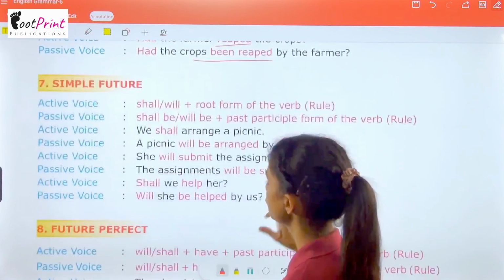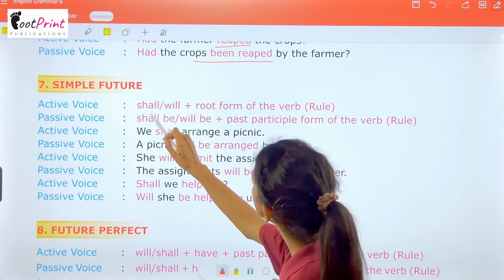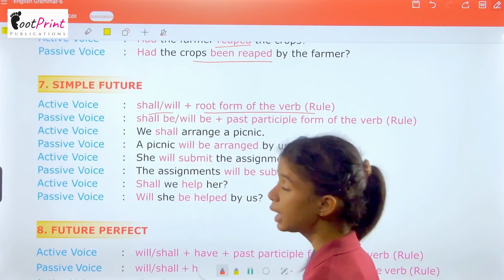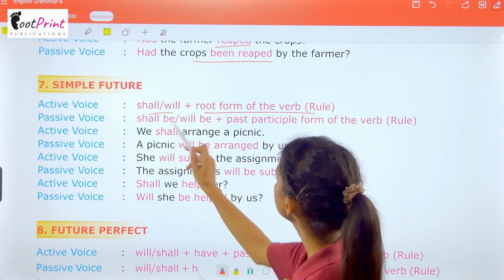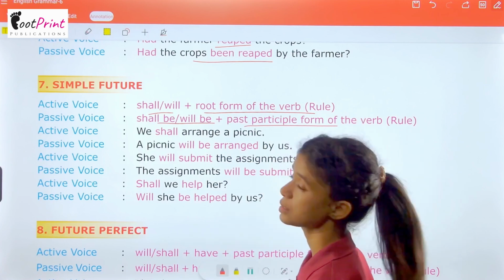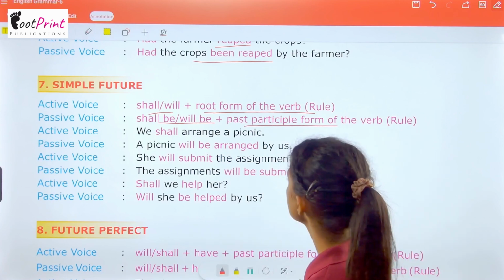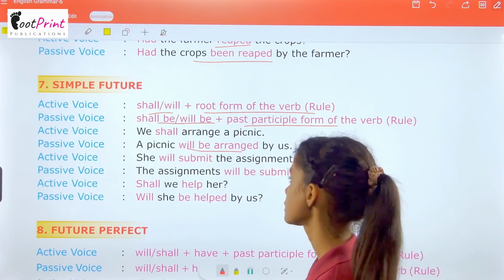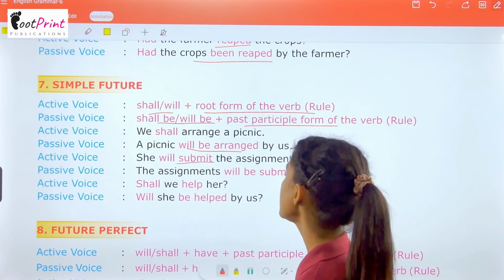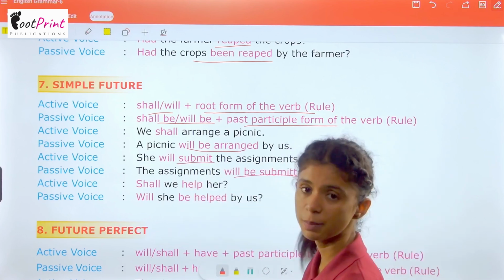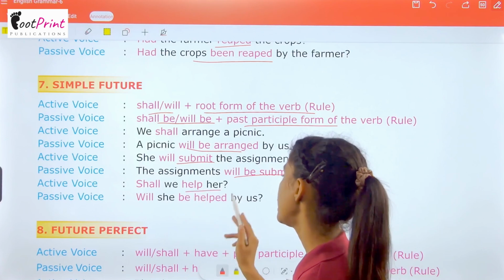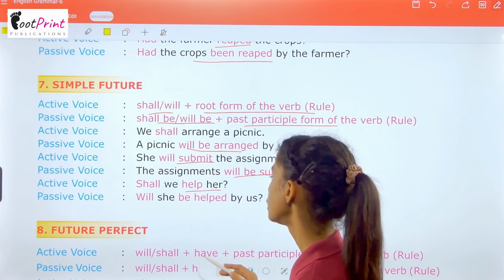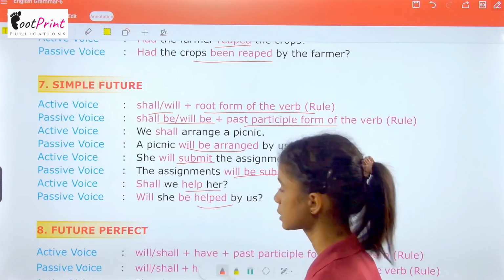Now we have simple future tense here. Shall/will plus root form of the verb, and when we convert it, it will be shall be/will be plus past participle form of the verb. We shall arrange a picnic. A picnic will be arranged by us. She will submit the assignments. The assignments will be submitted by her. Shall we help her? Will she be helped by us?